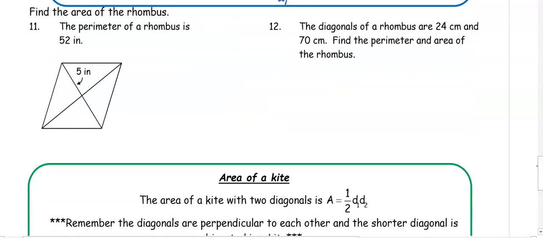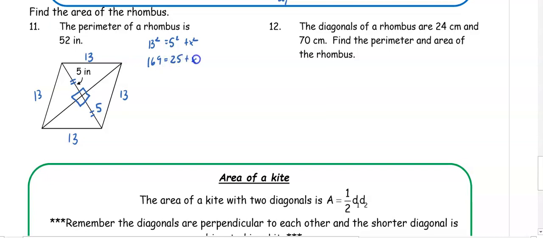So in number 11, find the area of the rhombus. The perimeter is 52. So if this diagonal is bisected into 5 and 5 and the perimeter is 52, when we divide the perimeter by 4, each side is 13. This is why it's important to remember that they are perpendicular, because we can use the Pythagorean theorem to find our other diagonal. So 13 squared equals 5 squared plus x squared.